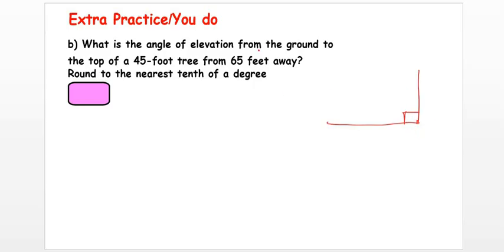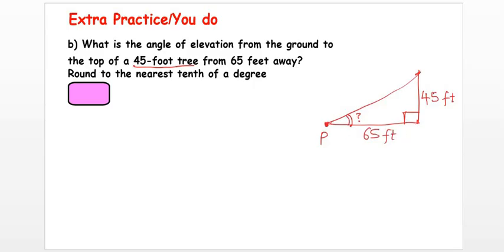Now they are saying the angle of elevation. What is the angle of elevation? It means someone is on the ground looking at the top of the tree, and they want us to find this angle of elevation. What is the height of the tree? It says 45 foot tree, so the height of the tree is 45 feet. The point where you are looking at the top of the tree, let's say it's P. How far is it from the tree? It's 65 feet away from the tree. Now they want you to find this angle.